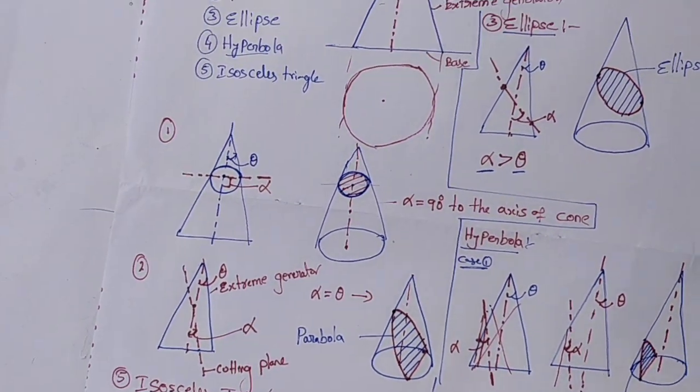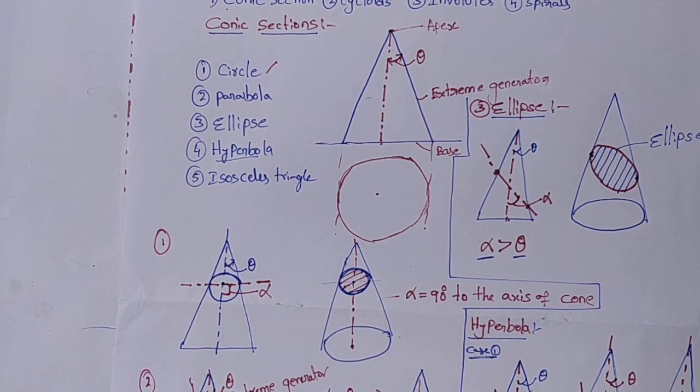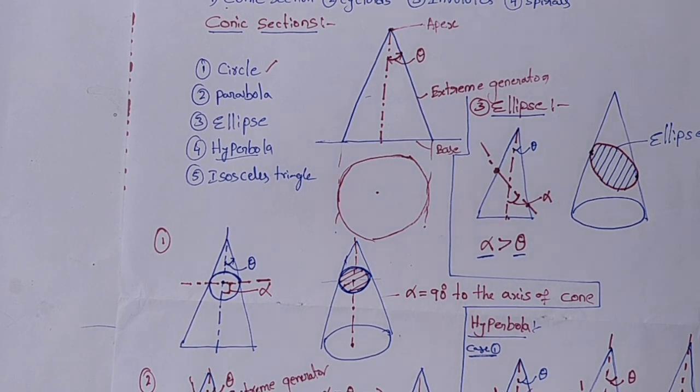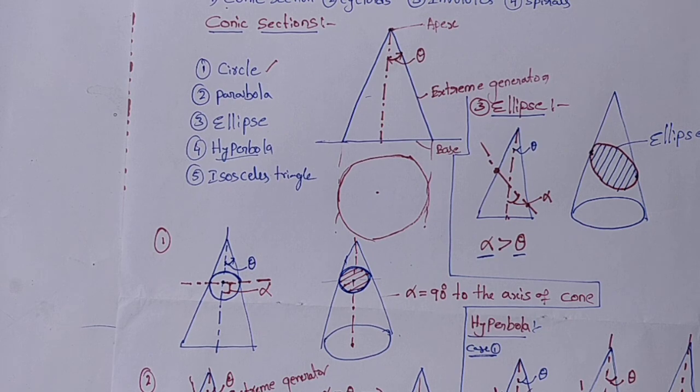Suppose the cone is cut by a section plane with an angle alpha greater than theta. The curve traced by the cutting plane is known as ellipse. It is a closed surface.